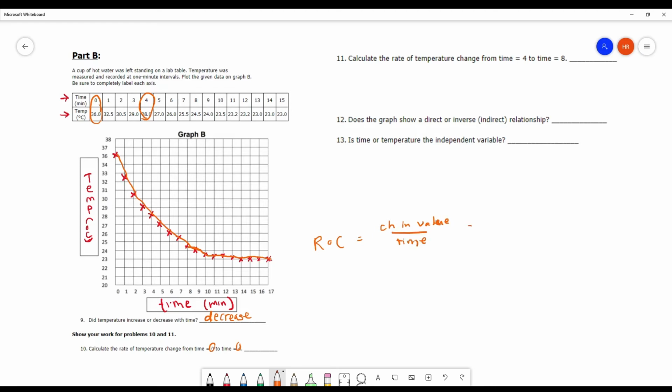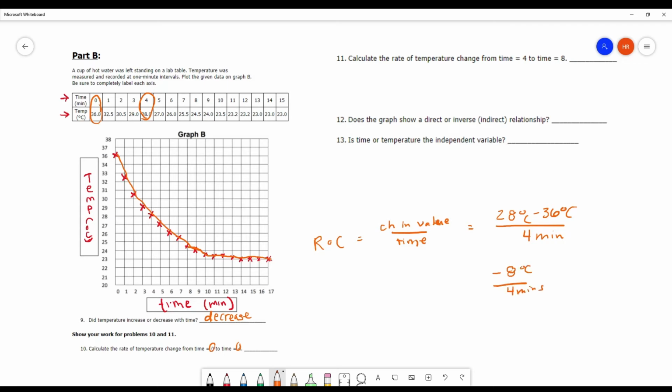So my value went from 36 to 28. So 28 degrees minus 36 degrees. Because it went down, I'm expecting that number to be negative. That's why my bigger number is the second one and my smaller number is the first one. And my time was 4 minutes, 0 to 4. That's degrees Celsius. So 28 minus 36 is going to give me negative 8 degrees Celsius in 4 minutes.